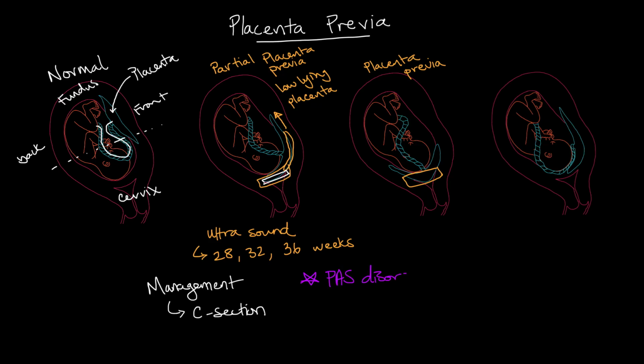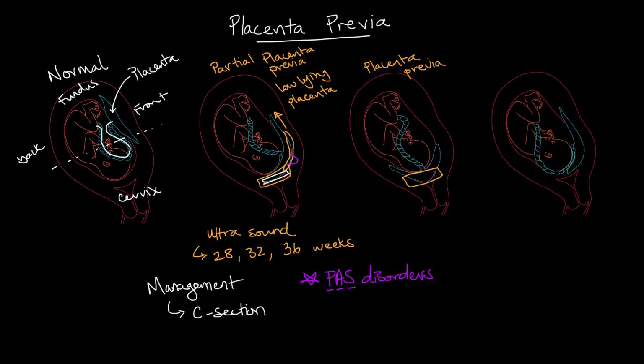Another big risk associated with placenta previa is PAS disorders. We talked about PAS, or placenta accreta spectrum disorders, in the previous video. This is when the placenta grows too far into the uterus, or even through the uterus. Typically people with placenta previa are at higher risk of developing PAS disorders. So we're just going to talk a little bit about the mechanism of placenta previa, and hopefully that will make more sense as to why there's a higher risk for developing PAS disorders.